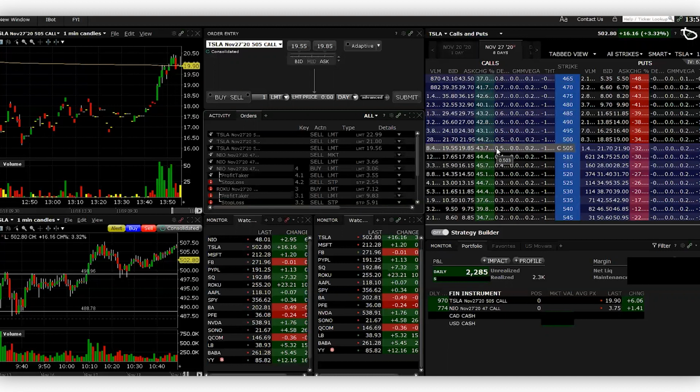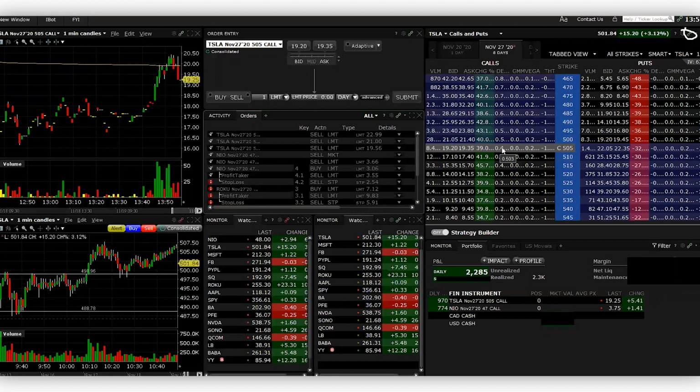Now, I like to look at a delta of at least maybe a half, maybe 0.6, so we can manage that risk. Meaning for every dollar move against me per contract, I'm going to be losing 50 cents on the dollar rather than more than that, right? So you have to consider that in terms of your risk management.